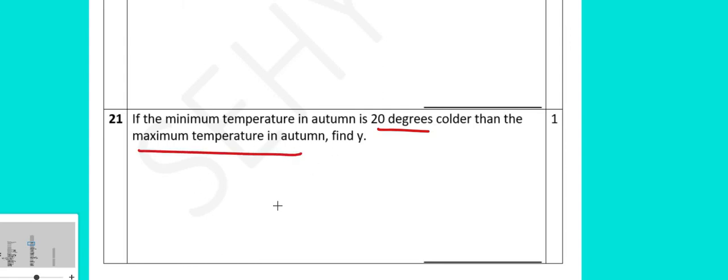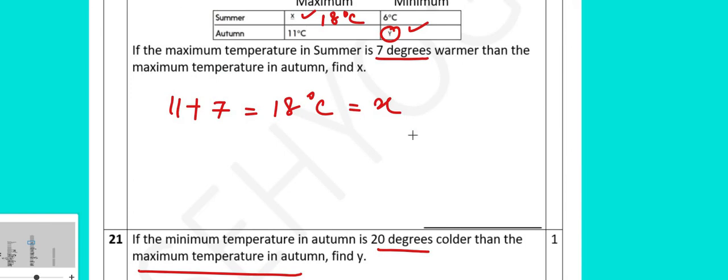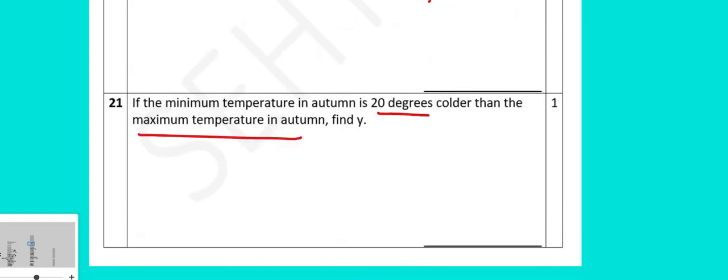Find Y. So here the minimum temperature in autumn is not known to us, but it is written that it is 20 degrees colder than the maximum temperature in autumn. So therefore it will be 11 minus 20. In order to find the answer to this question, all we have to do is the maximum temperature minus 20 degrees colder, so it will be minus, therefore minus 9 degrees Celsius is the value of our Y right here.